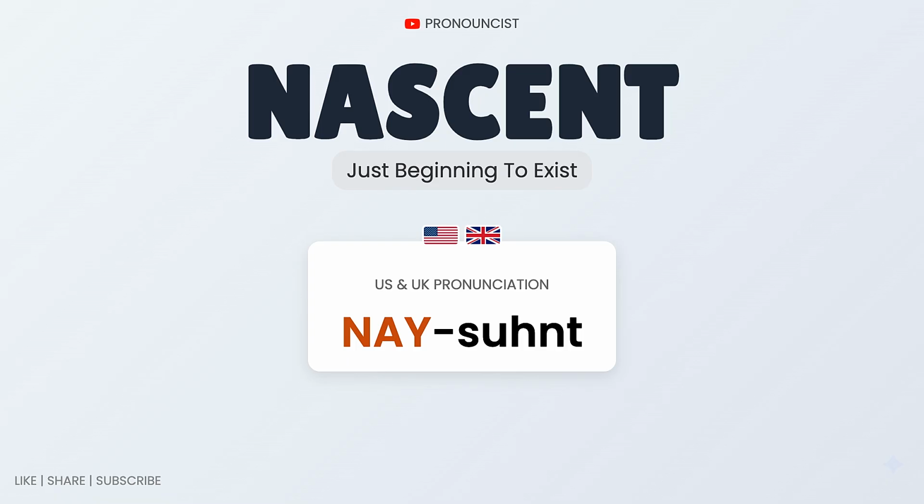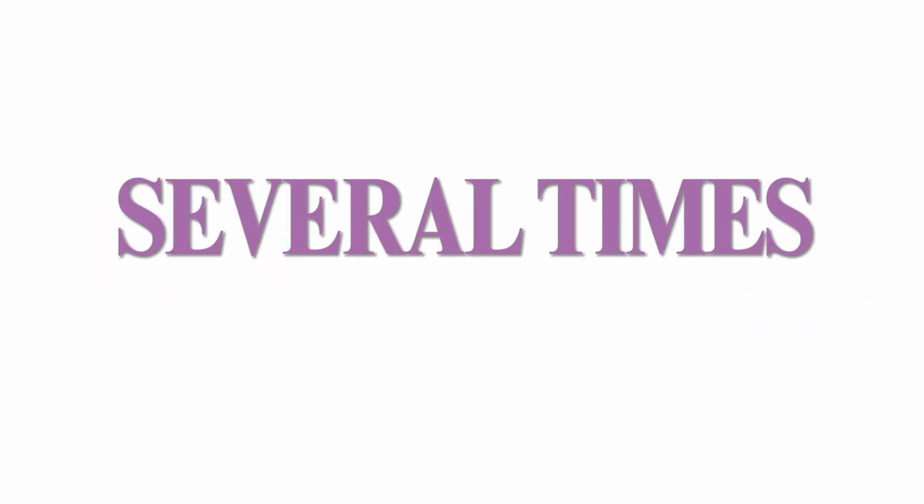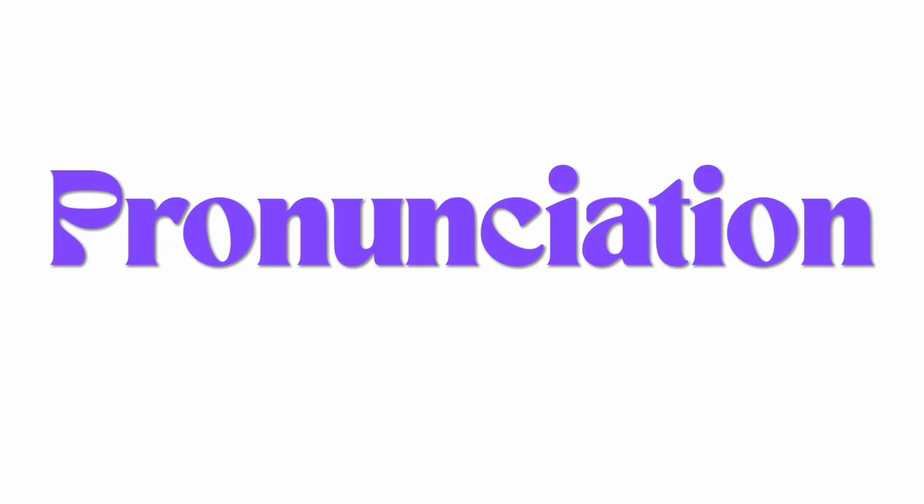Practice repeatedly and you'll soon be able to say this word perfectly. The best way to practice is to repeat the syllable multiple times. The meaning of the word is just beginning to exist. Try repeating this word several times to improve your pronunciation.